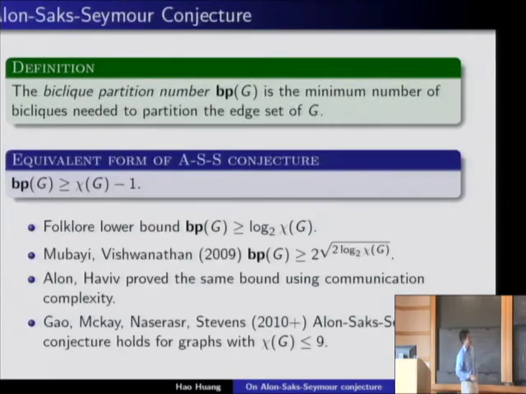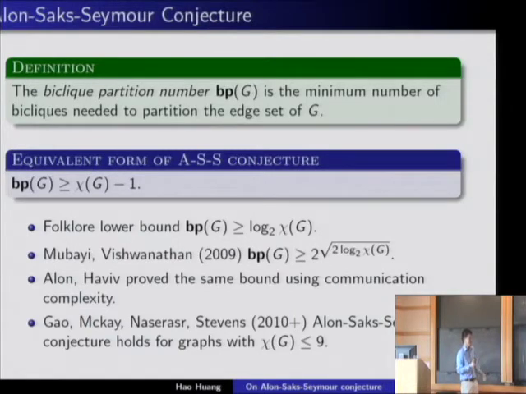Okay. So now, for my convenience, I just define the Biclique partition number to be the minimum number of Bicliques you need to partition the edges of G. So the Alon-Saxe-Seymour conjecture says that it is true that the Biclique partition number is always at least the chromatic number minus 1. And people have been working on this problem for almost 20 years.